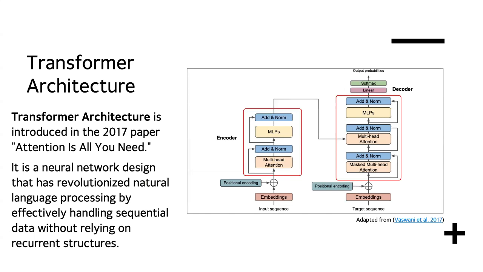First, we're going to talk about the transformer architecture. The right side is for your understanding. I prepared the figure of the encoder and decoder, which comprise the transformer architecture. The transformer architecture was introduced in the 2017 paper, Attention Is All You Need. It is a neural network design that has revolutionized natural language processing by effectively handling sequential data without relying on recurrent structure.